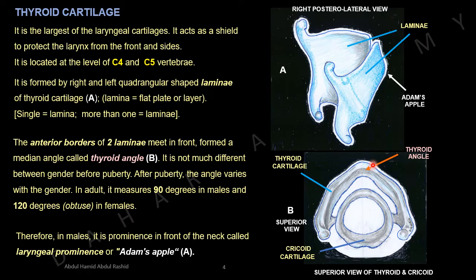You can see here, it is not much different between genders before puberty. After puberty, the angle varies with the gender. In adults, it measures about 90 degrees, that is a right angle, in males, and about 120 degrees, obtuse angle, in females. Therefore, in males, it is prominent in front of the neck, called laryngeal prominence or Adam's apple. This is the thyroid angle.